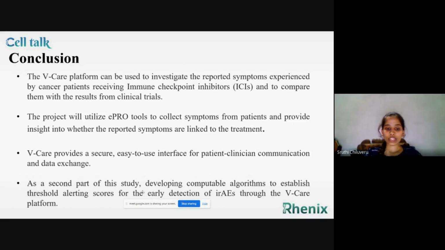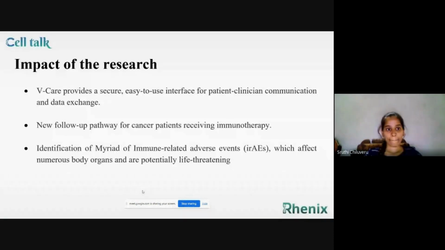As a second part of the study, developing computable algorithms to establish threshold alerting scores for the early detection of immune-related adverse events through the WeCare platform. And when it comes to the impact of this research, it is a secure and easy to use interface for patient-clinician communication and data exchange. It is also a new follow-up pathway for cancer patients who are receiving immunotherapy, and for identification of a myriad of immune-related adverse events, which affect numerous body organs and are potentially life-threatening.